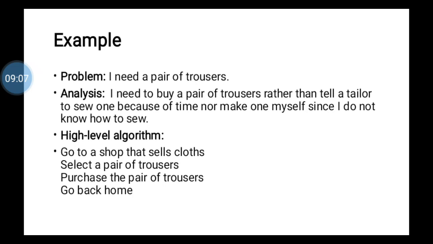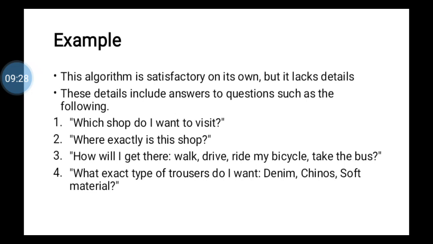So, high level algorithm: go to a shop that sells clothes. Clear? Don't forget, high level algorithm, we're not adding the details. Select a pair of trousers. Purchase the pair of trousers. Then I go back home.